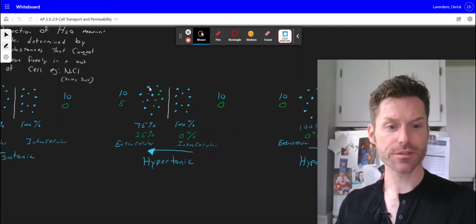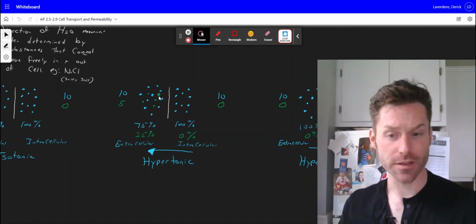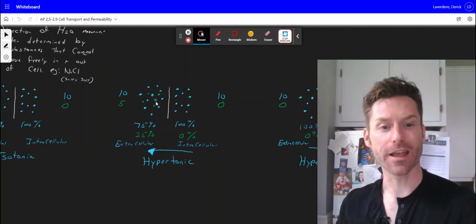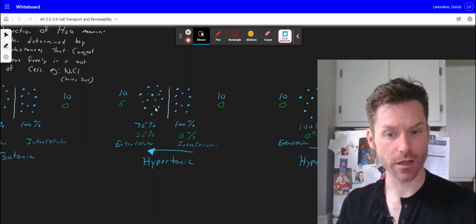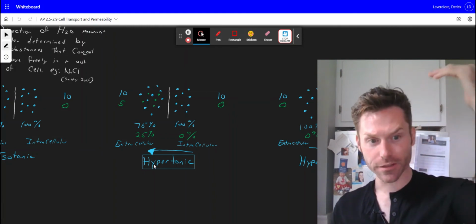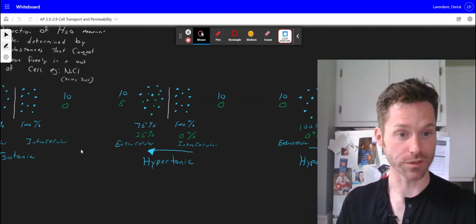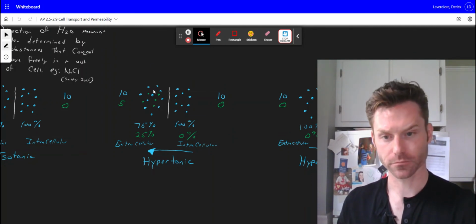When we have solutions where the other stuff, in this case salt, is in a higher concentration outside of the cell, we call that hypertonic. Okay, hyper, I think of it as being a lot. So I think of there being more stuff outside of the cell than inside of the cell, and the water will move out. It shrinks up our cell.